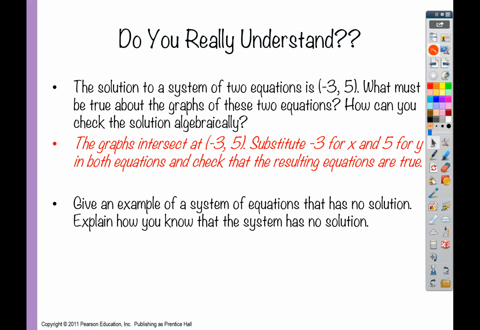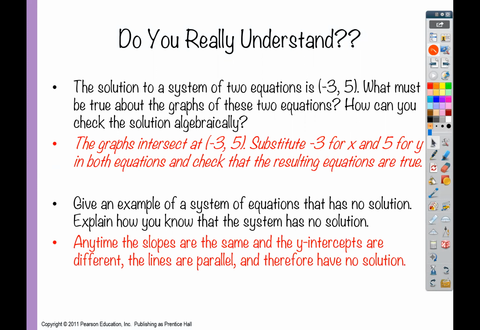Give an example of a system of equations that has no solution. Explain how you know it has no solution. Anytime the slopes are the same and the y-intercepts are different, the lines are parallel and therefore have no solution.